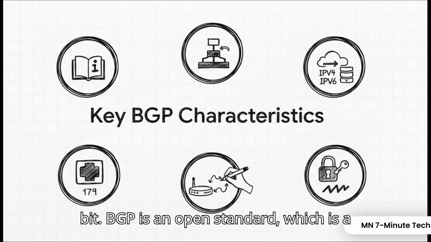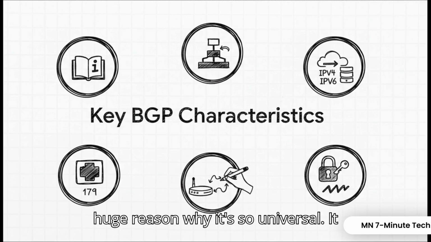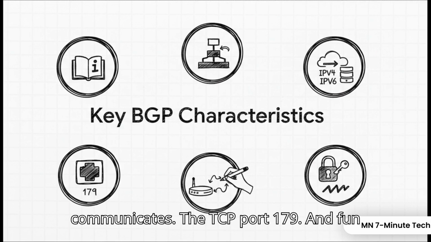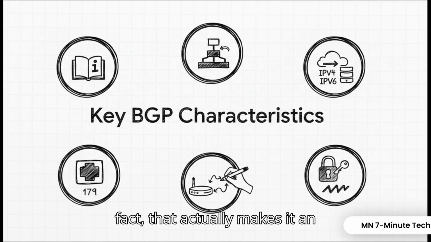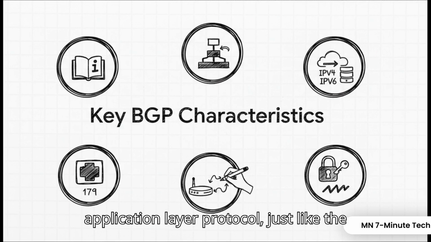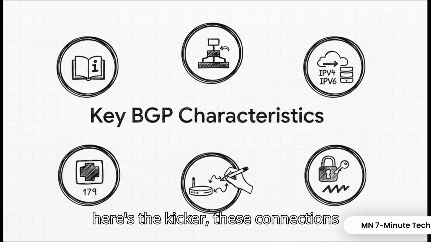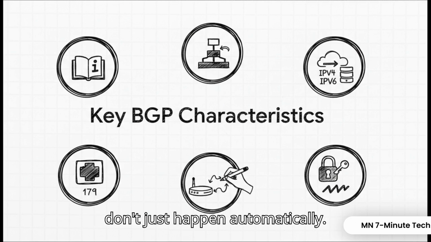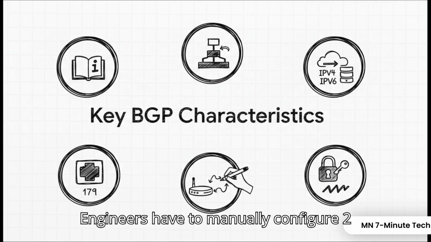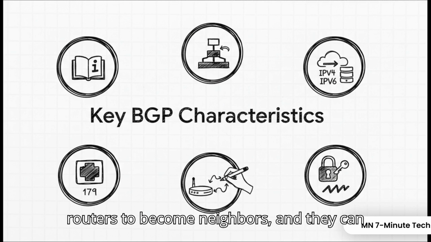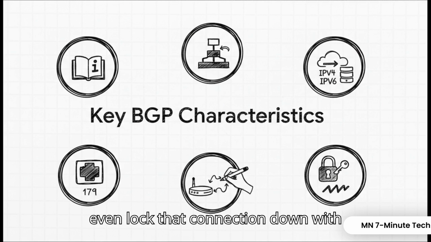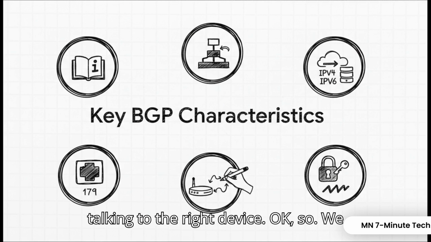Let's peek under the hood a little bit. BGP is an open standard, which is a huge reason why it's so universal. It communicates over TCP port 179, and fun fact, that actually makes it an application layer protocol, just like the web browser you're using right now. But here's the kicker. These connections don't just happen automatically. Engineers have to manually configure two routers to become neighbors, and they can even lock that connection down with authentication to make sure they're talking to the right device.